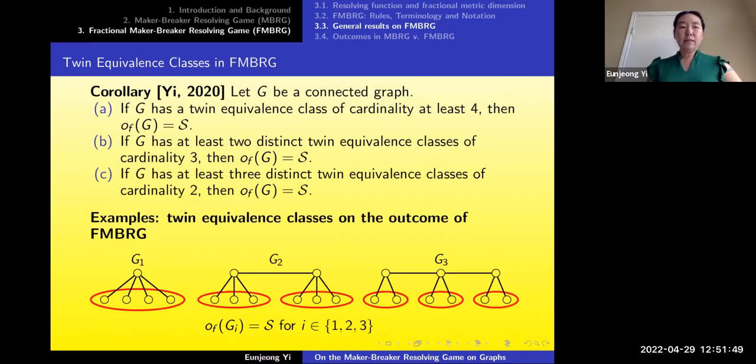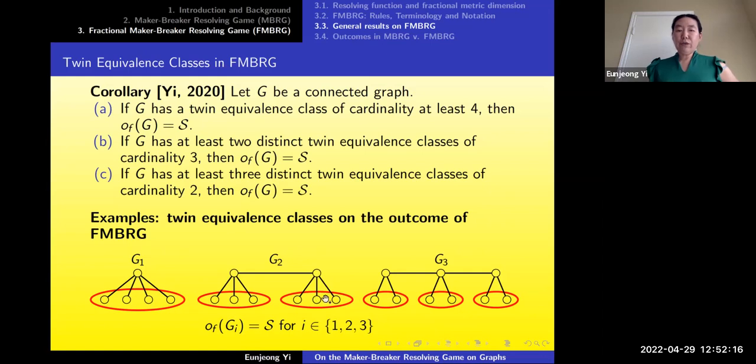So if you look at this corollary A and B, this is a special case of the previous three results. Corollary A and B: if the graph has a twin equivalence class of cardinality at least 4, or if you have at least 2 distinct twin equivalence classes of cardinality 3, then we saw that the outcome of MBRG is that spoiler wins. The same is true in this case. It's easy to show. However, C is the difference.